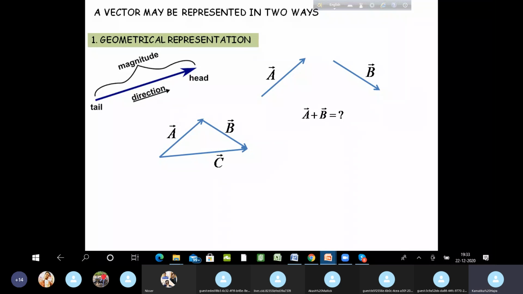I have not written this law down because it's written in all books, and you've probably done it in your +2 also: if two sides of a triangle, taken in a particular direction, form the two vectors.